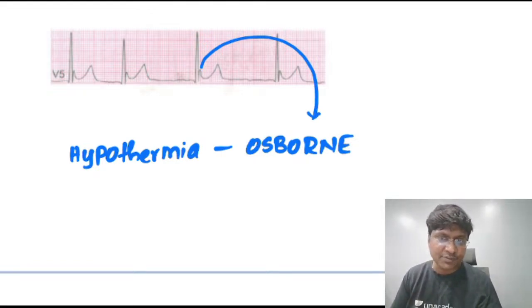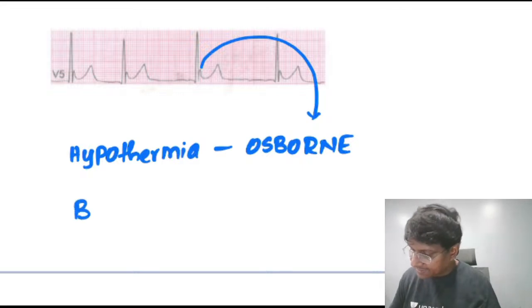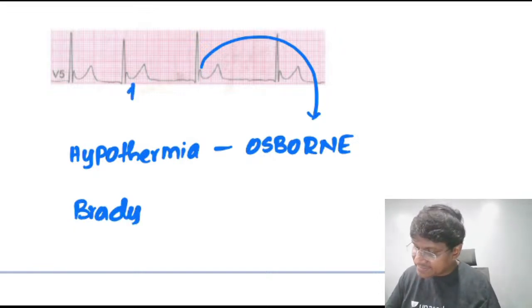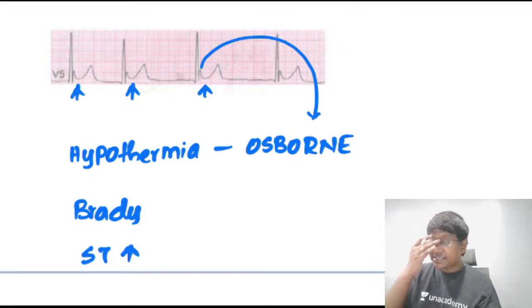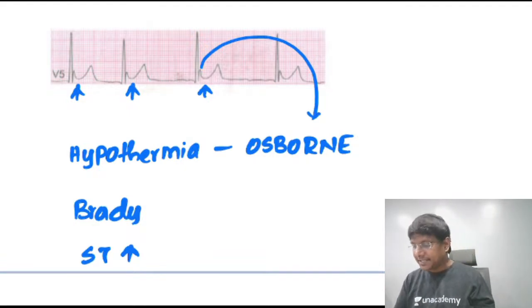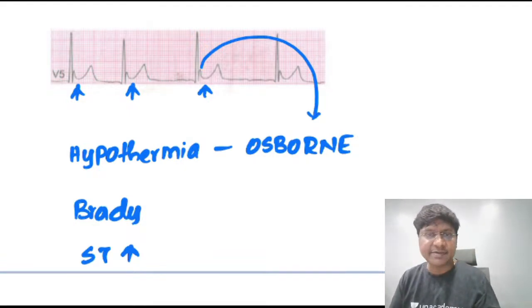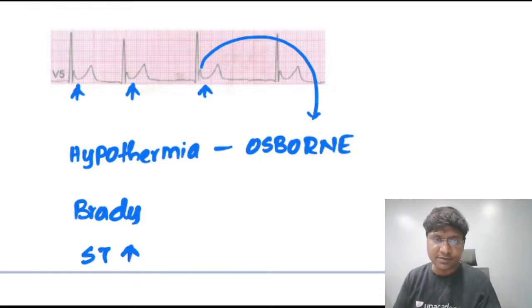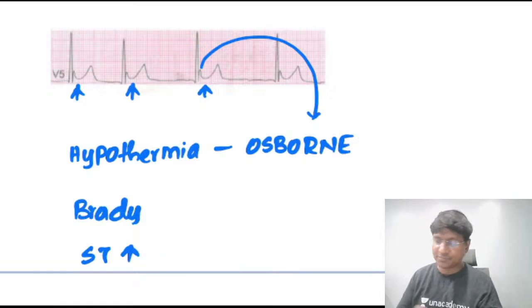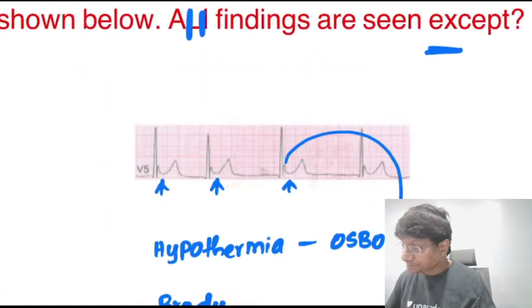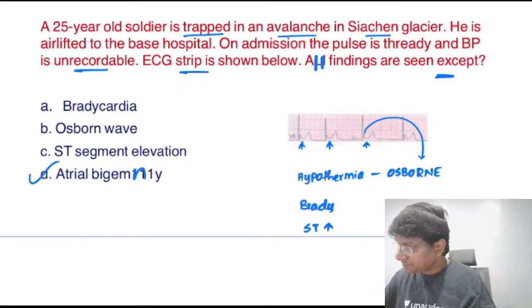And in patients with hypothermia, the other ECG changes that you can have are bradycardia, which is present in this patient. Along with that, if you clearly notice, you have a concave ST segment elevation. So the ECG changes in hypothermia will be bradycardia, ST segment elevation, and appearance of the Osborne wave. These are the points which are suggestive of the hypothermia ECG. Okay. Next.